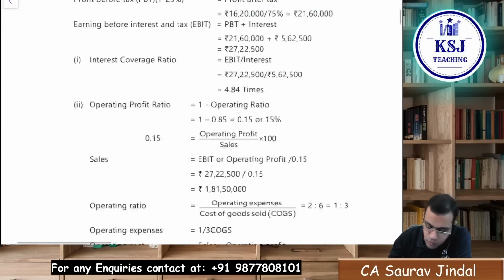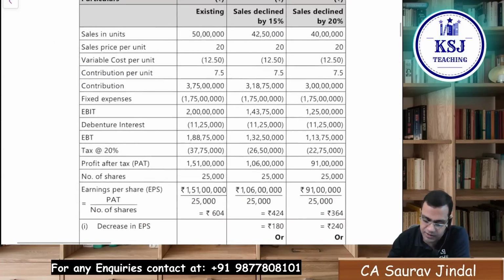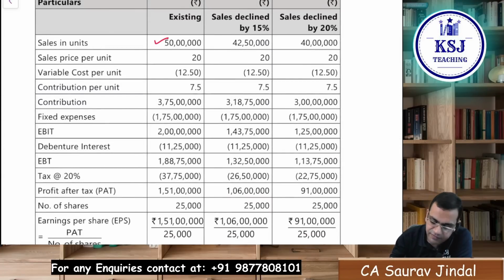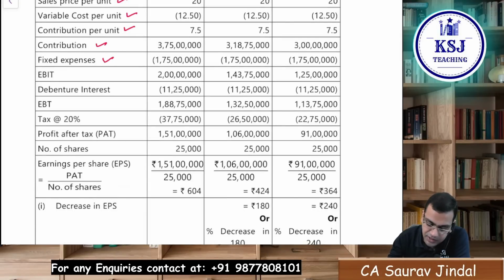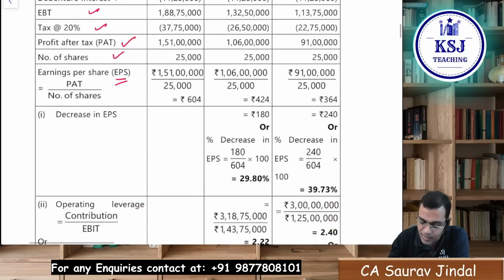See, one way of doing this question is prepare the income statement. Sale in units existing 50 lakhs, then declined by 15%, declined by 20%. Selling price per unit, no change in that. Variable cost per unit, no change in that. Contribution will remain same, sir. Right? Then total contribution, fixed expenses at all the levels, fixed expenses are going to remain fixed. They are not going to change. EBIT minus debenture interest, EBT less tax, profit after taxes divided by number of equity shares, you will get EPS. Then calculate the change in EPS. The decrease in EPS you can calculate, sir. Right? And here also the decrease in EPS you can calculate.